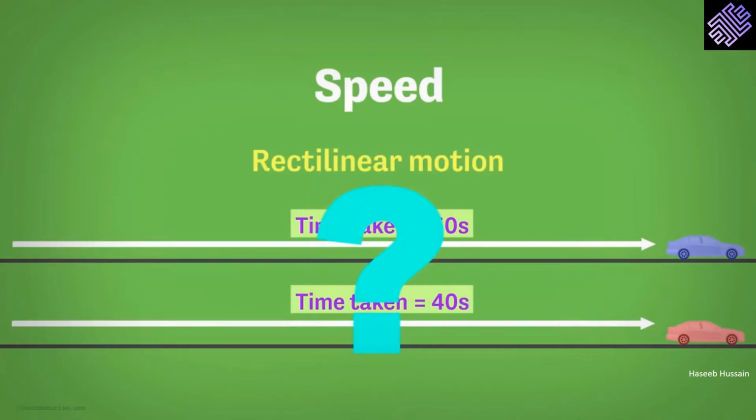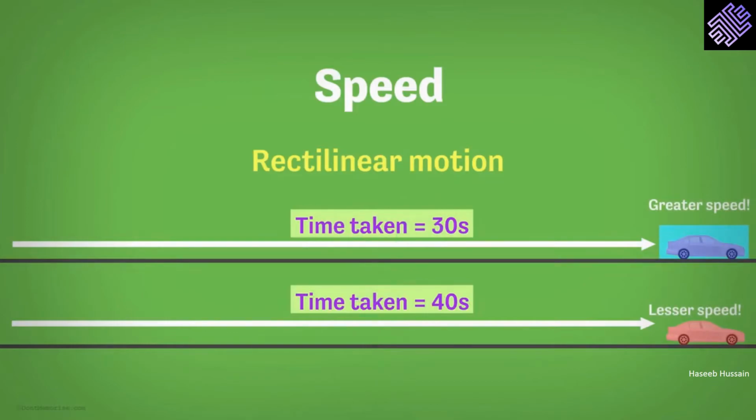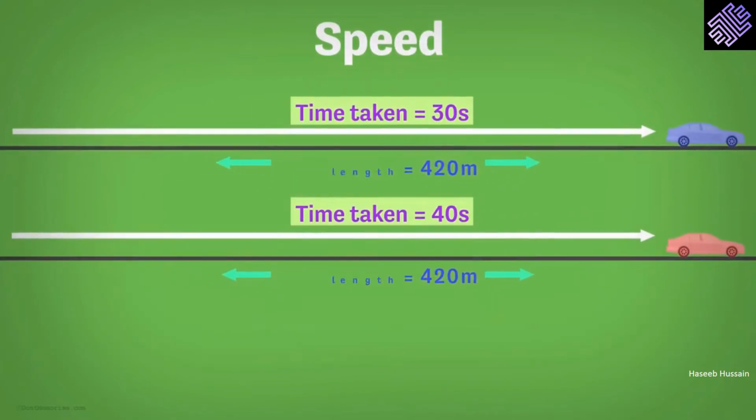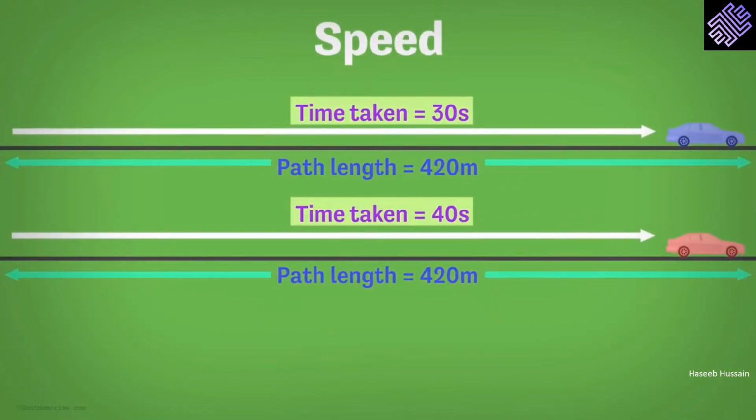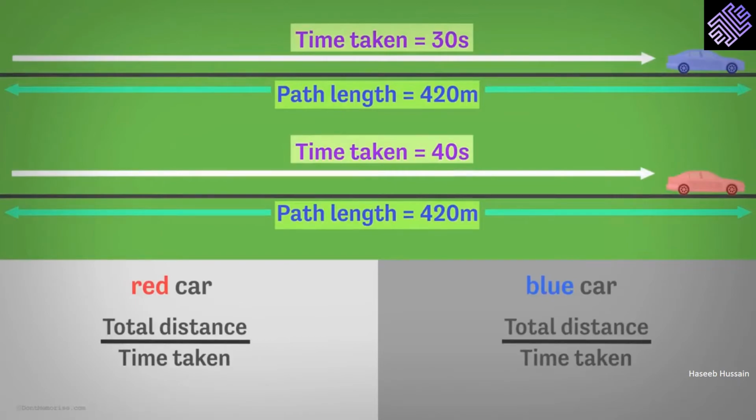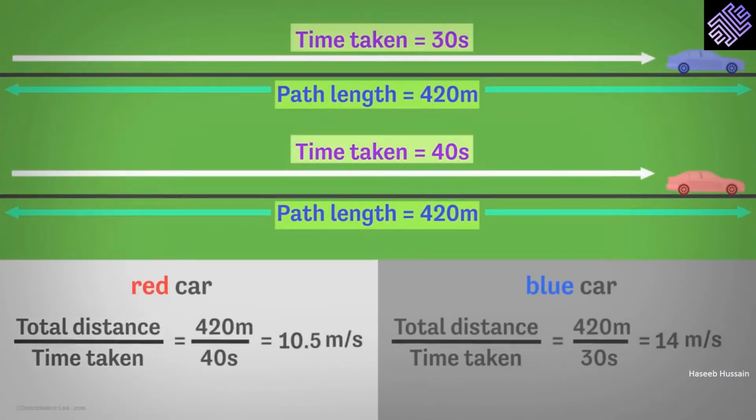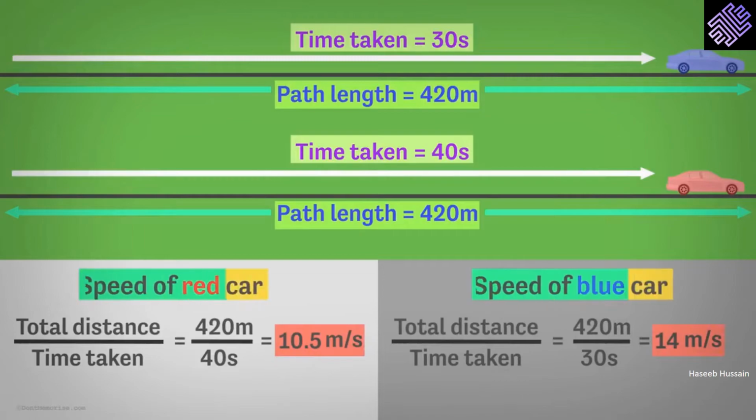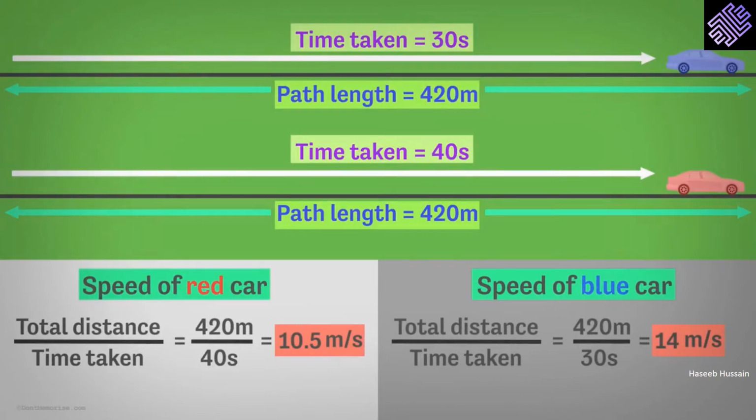By intuition, we can say the blue car was traveling with greater speed because it covered the same distance in lesser time. Let the length of the road be 420 meters. This length is the distance between the start and end point. Now, for each car, if we take the ratio of the total distance covered to total time, we get the below number. This ratio is called speed of the object. So, to recap, speed is distance over time. As 14 is greater than 10.5, we can say blue car travels at a greater speed.